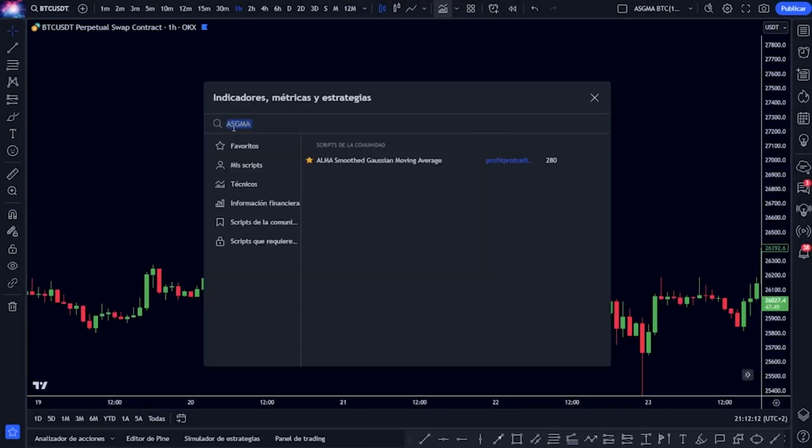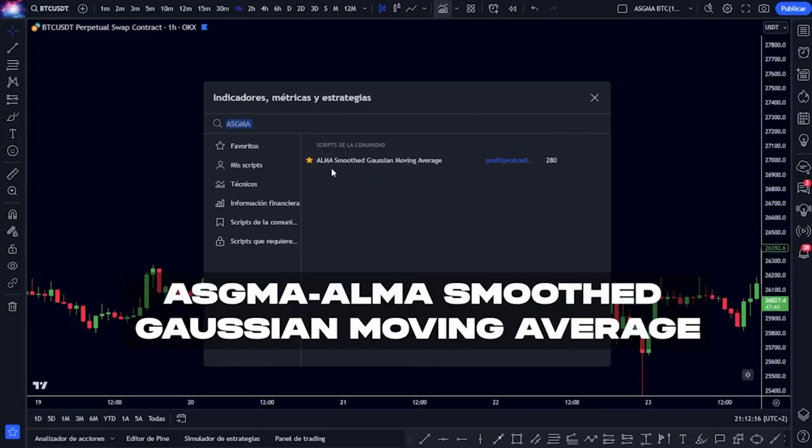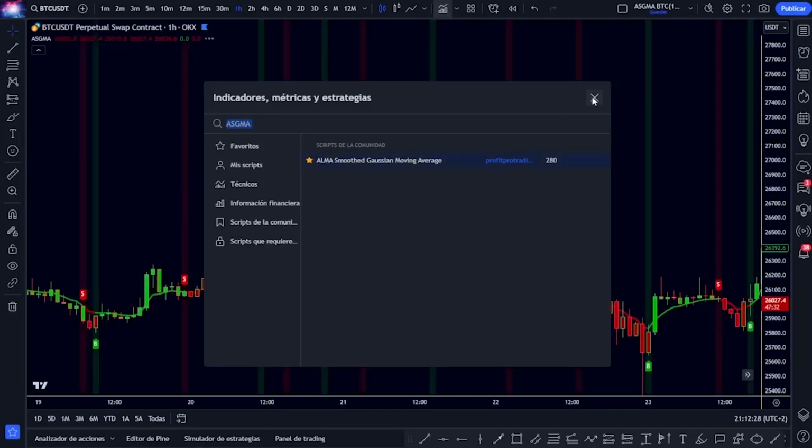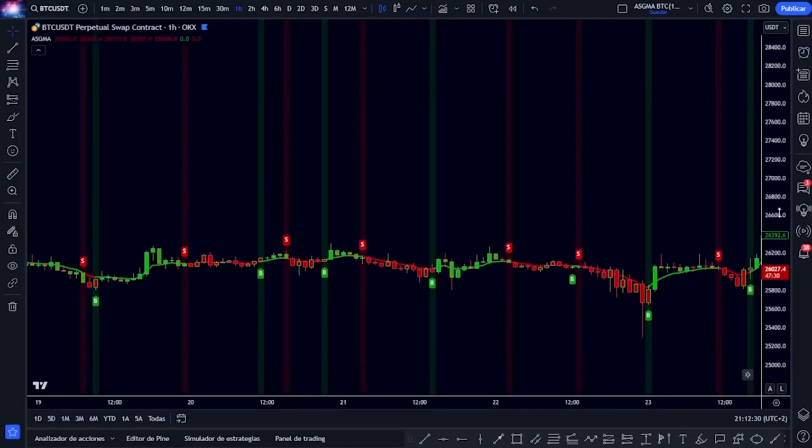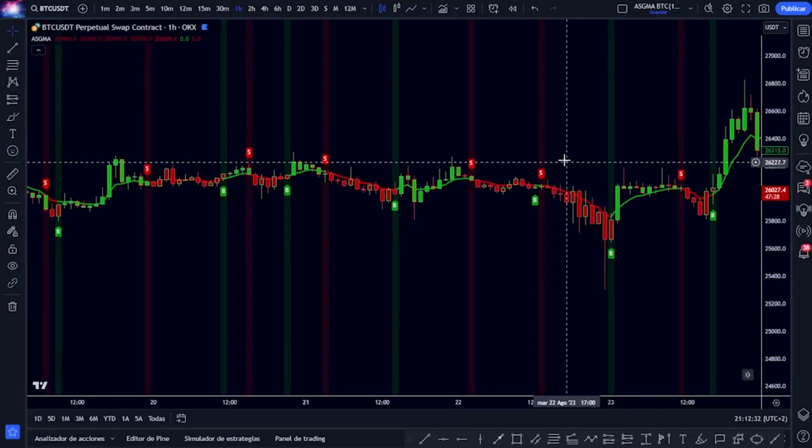We go directly to indicators, where we will look for the first one, commonly called ASGMA or ALMA Smooth Gaussian Moving Average, which already in the title shows us that it has a fairly considerable amount of mathematical variables, but which in turn is very simple to interpret and combine.